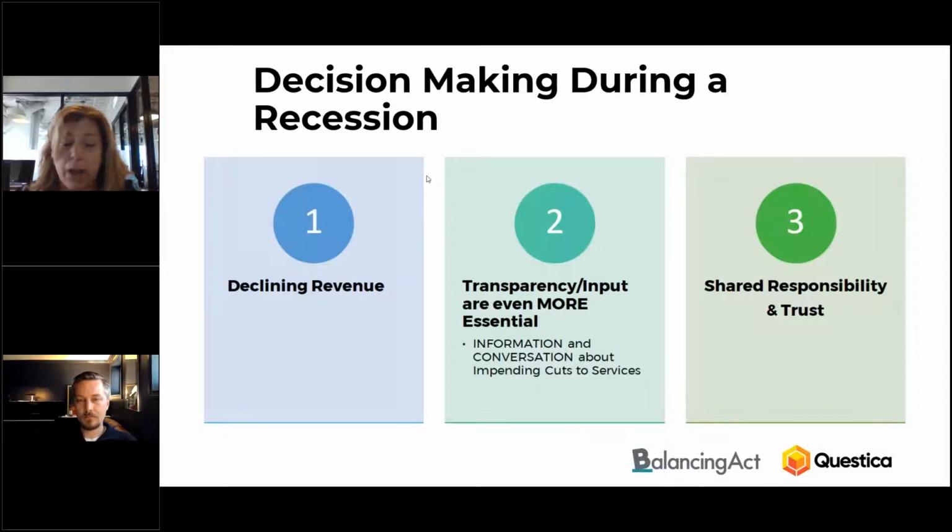given declining revenue. If local governments do that, and there has been good data that backs this up, there will be a shared responsibility and trust. It's not just those bureaucrats in City Hall or the elected officials making the cuts; we did it together. And this is how we're choosing to govern during this pandemic.